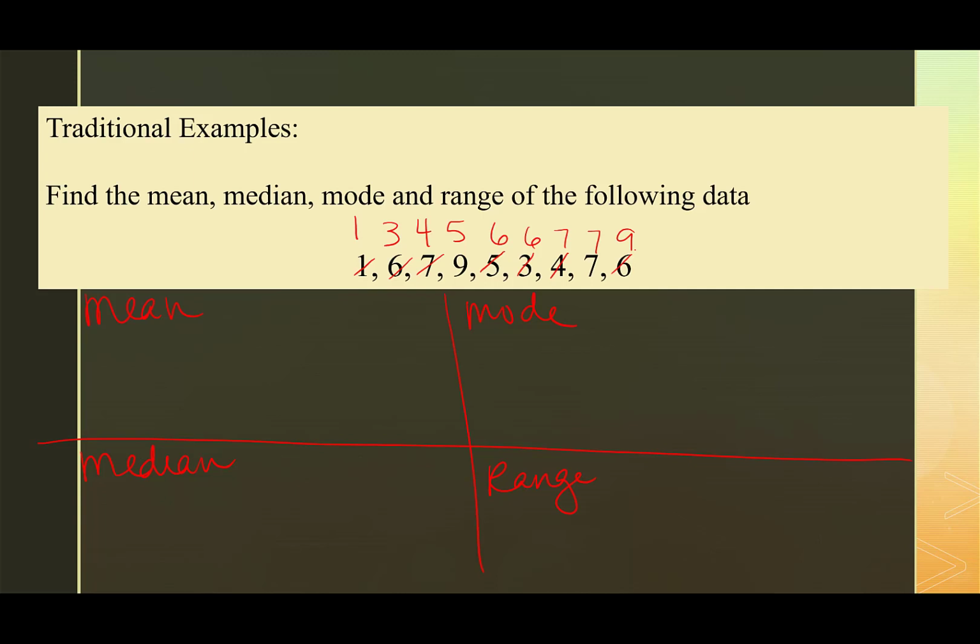Okay, my order is 1, 3, 4, 5, 6, 6, 7, 7, 9. Originally there was 1, 2, 3, 4, 5, 6, 7, 8, 9 data points.